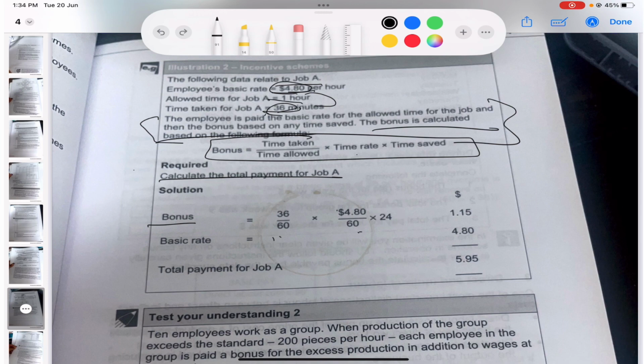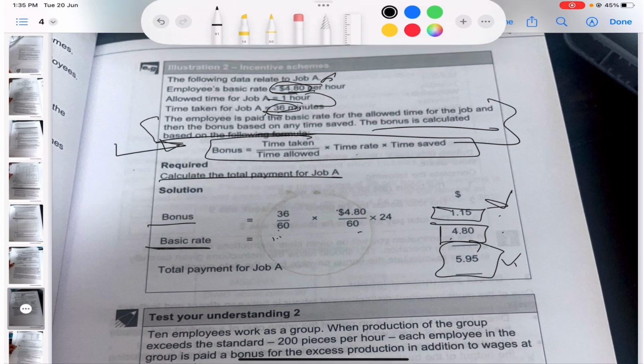By doing this, you are getting 1.15. So my bonus is 1.15, but what is my basic rate? My basic rate is 4.80. Adding this, I get 5.95. So you're just directly using the formula of the bonus, which is time taken upon time allowed, multiplied by the time rate, multiplied by my time saved, and then you are adding the basic rate to it. Simple.